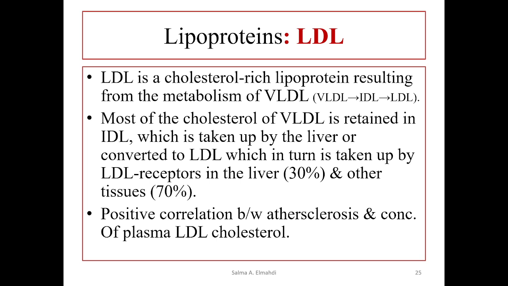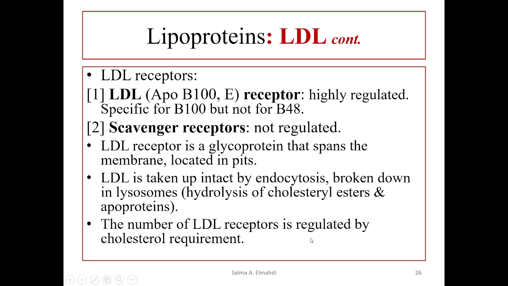The significance of LDL is that there is a positive correlation between the incidence of atherosclerosis and the concentration of plasma LDL. The higher the plasma LDL, the higher the risk of atherosclerosis formation and the risk of ischemic heart disease. There are 2 types of receptors for LDL. The LDL receptor, which uses ApoB100 and E as cofactors, is highly regulated and is specific for the B100 cofactor, but not for the B48 that comes from the intestine.